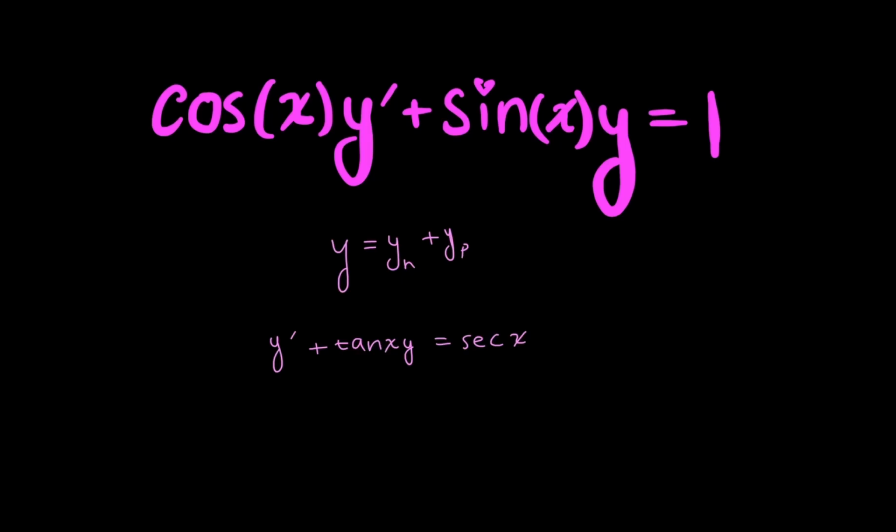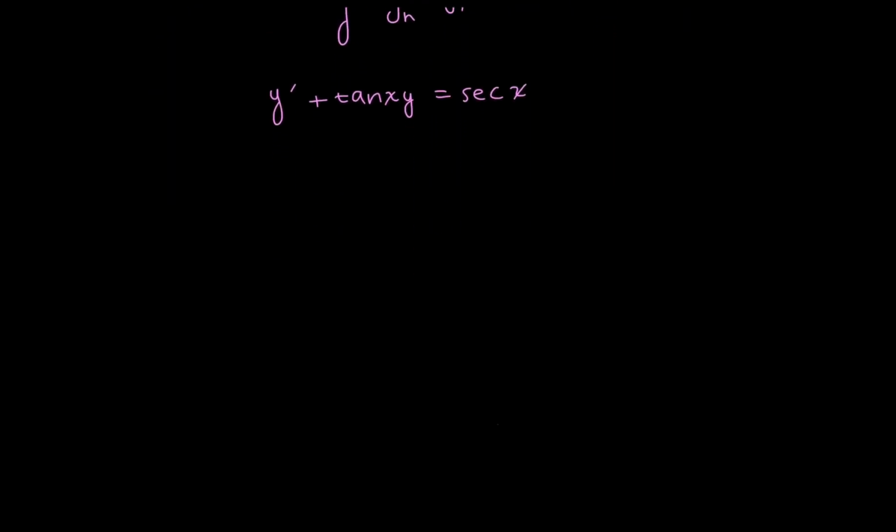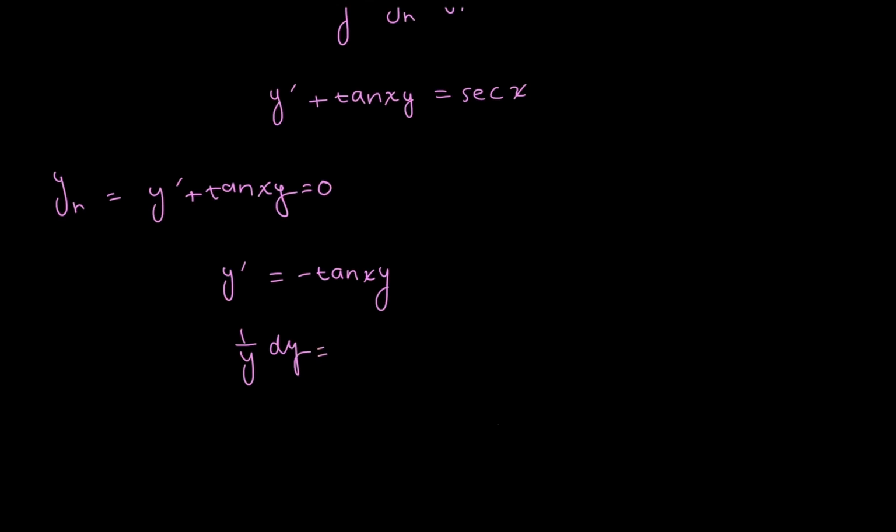Now that I have my differential equation in standard form, I can start by finding my homogeneous solution. To find it, all I'm going to do is rewrite my left-hand side, but this time set equal to 0 to make it homogeneous. Now to find y, I can just do separation of variables. So y prime is equal to negative tan x y. Isolating x and y, I have 1 over y dy is equal to negative tan x dx.